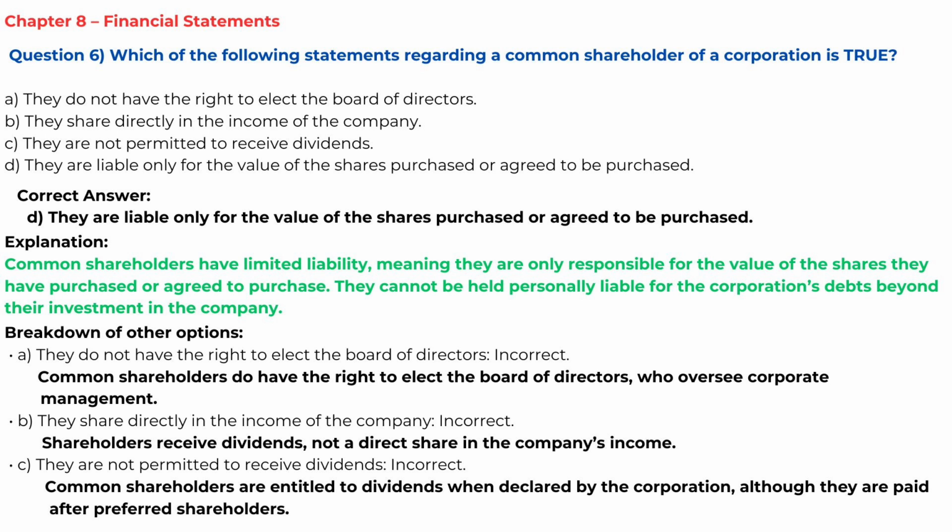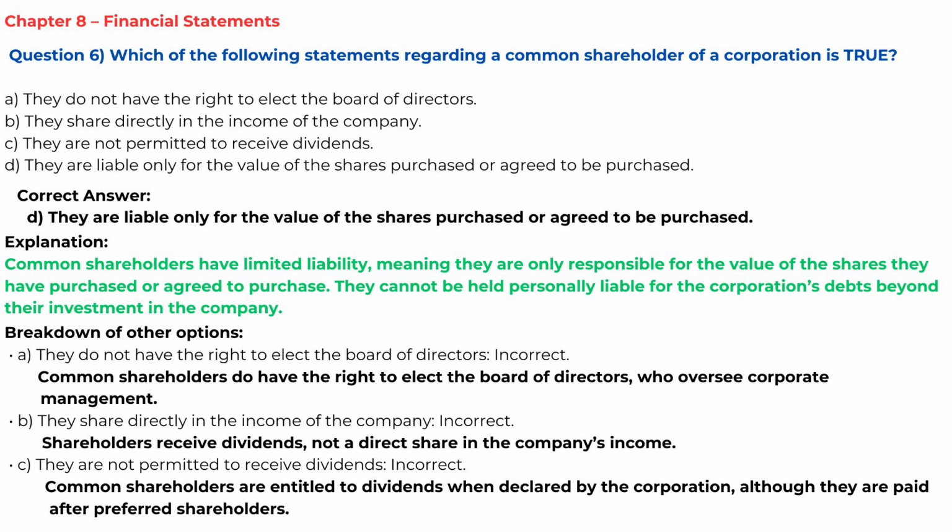Question 6. Which of the following statements regarding a common shareholder of a corporation is true? Correct answer, D. They are liable only for the value of the shares purchased or agreed to be purchased. Explanation. Common shareholders have limited liability, meaning they are only responsible for the value of the shares they have purchased or agreed to purchase. They cannot be held personally liable for the corporation's debts beyond their investment in the company.